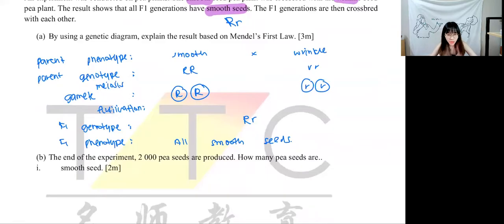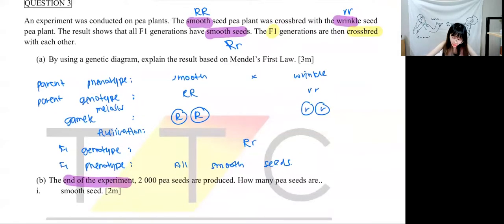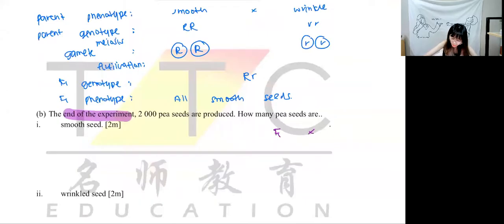Okay, at the end of the experiment, 2000 pea seeds are produced. How many pea seeds are smooth seed? At the end of the experiment, guys, if you read the question again, they say the F1 generation are then self-crossed, right? Crossed between each other. So at the end of the experiment, it means at the end of this F1 times F1. So we have to calculate F1 times F1: big R, small r, big R, small r.